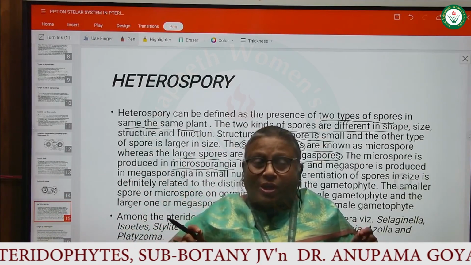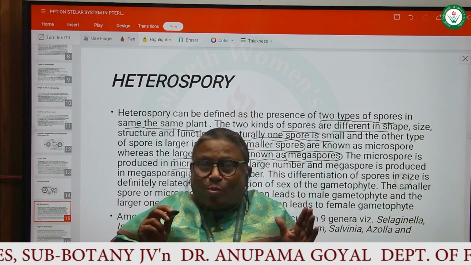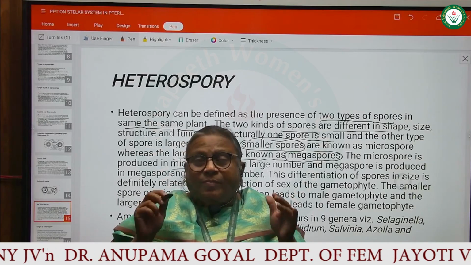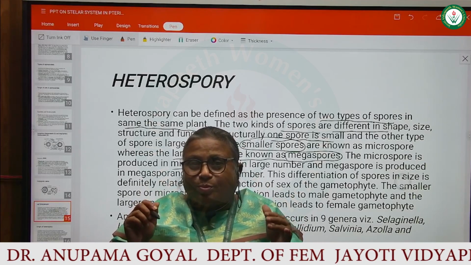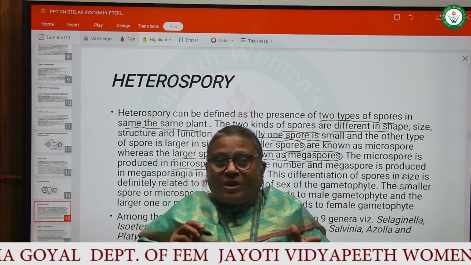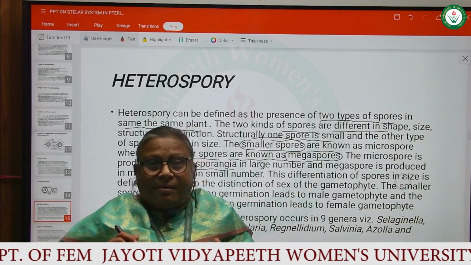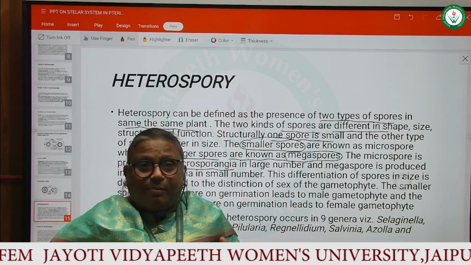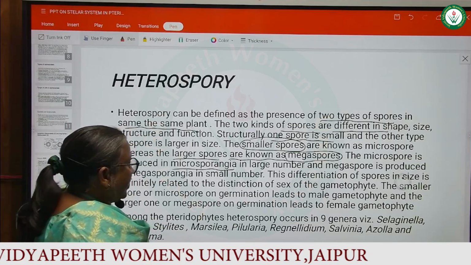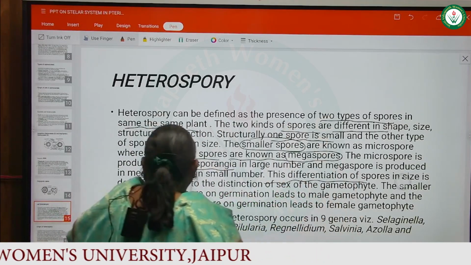So now the question arises, what is the small spore? A small spore in pteridophytes is called a microspore, and what is the large spore? The large spore is called a megaspore. And now this microspore is formed inside the microsporangium and the megaspore is formed inside the megasporangium.